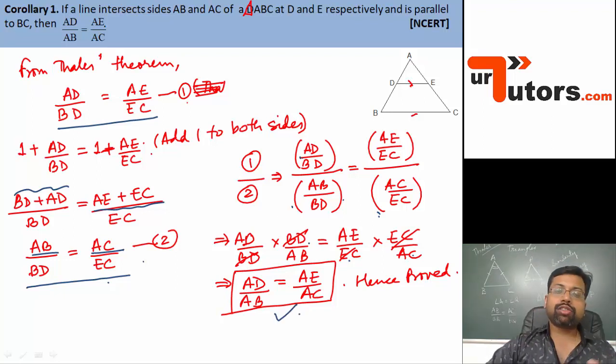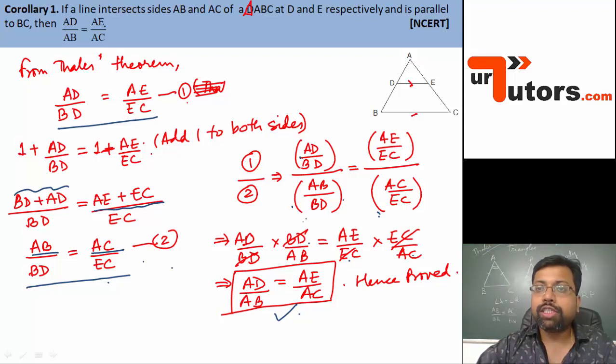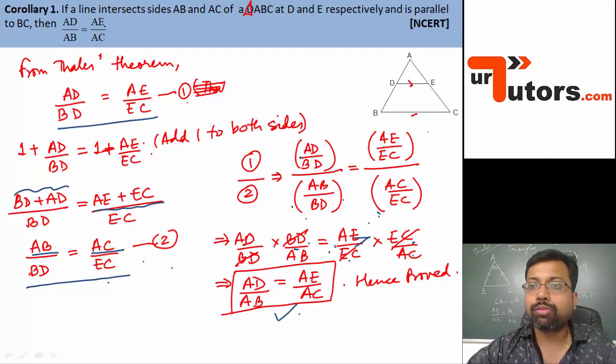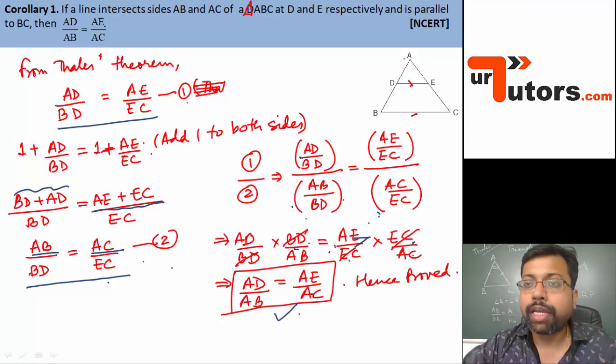This result you can use directly in the questions that you are asked. Okay, so this is a corollary, it's derived from the theorem, so you can use it directly. And what does it say? It says that in a triangle, if DE is given to be parallel to BC, then AD by AB is equal to AE by AC.